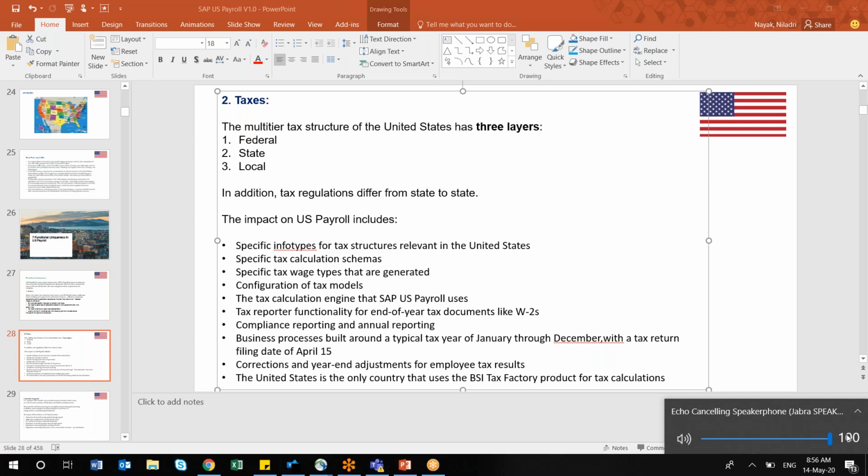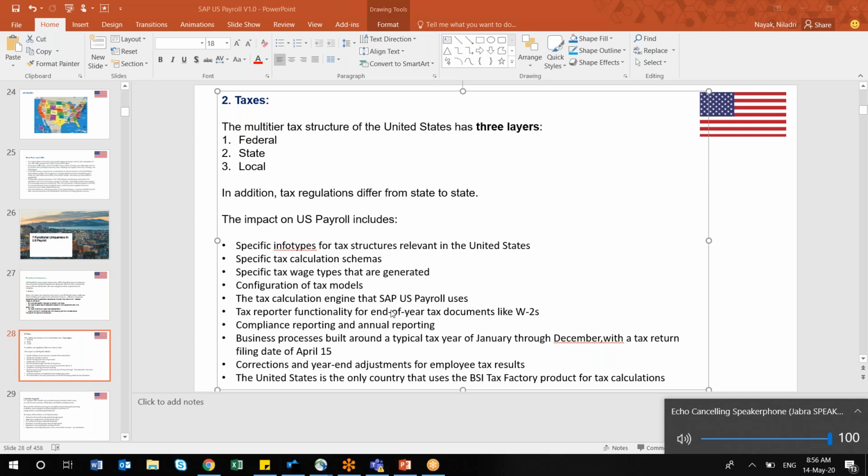Suppose if you have paid more, it will be calculated in the next month, adjusted. If it has paid less, then automatically it will be adjusted, so that you don't have to worry. It's inbuilt, not only for SAP US payroll, rather it is for a global thing. It is a part of the uniqueness of retroactivity in SAP payroll itself, so that is already taken care of.